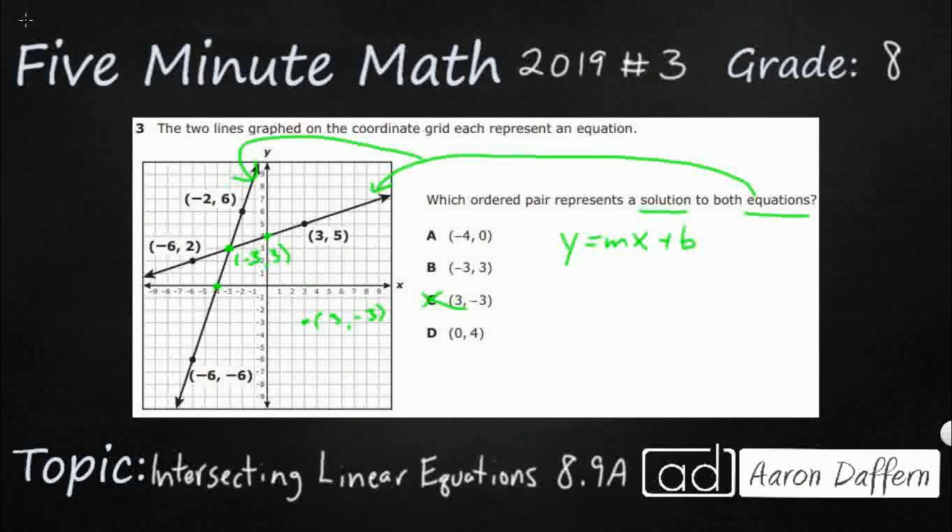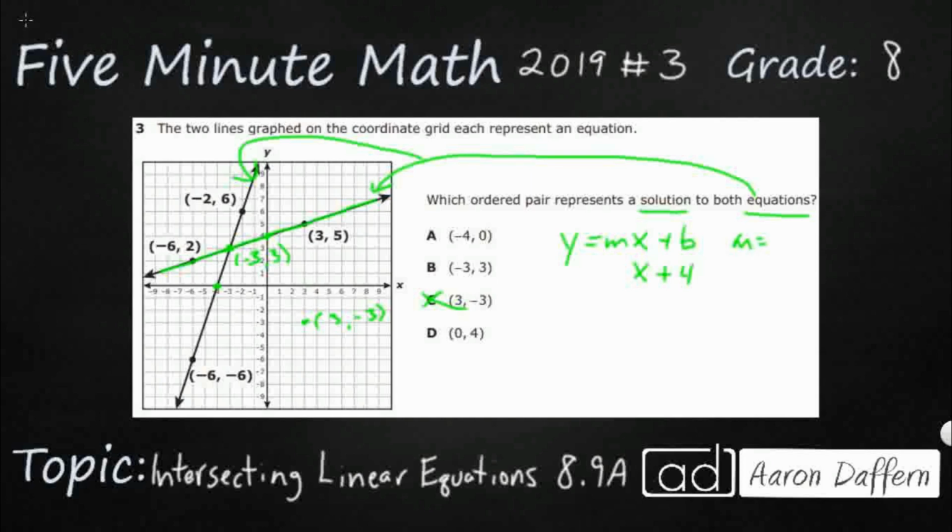So y equals mx plus b. b is that y-intercept. Look at this line right here. I'm going to use this line right here. Looks like it intercepts the y-axis at +4. So we're going to make that a +4. And then we are going to see if we can find the m, the slope.